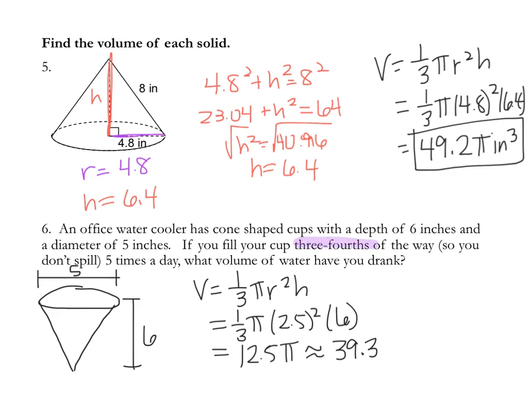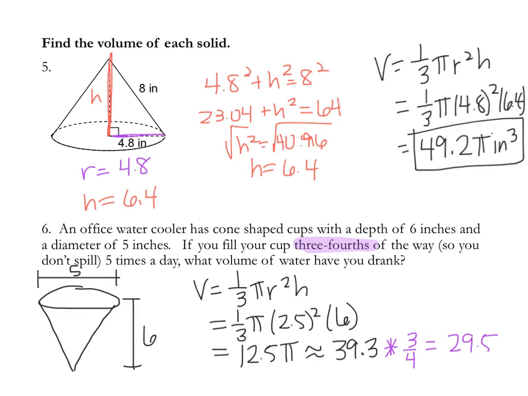So first off, it says we only fill the cup 3/4 of the way. So we need to do an operation with that 3/4. You could set up a proportion if you wanted to. You could do 3/4 equals x over 39.5. I'm just going to take 3/4 of it, which means I need to multiply by 3/4. So I'm just doing times 3 divided by 4 on my calculator. And you get 29.5. So that's how much 1 cup is.